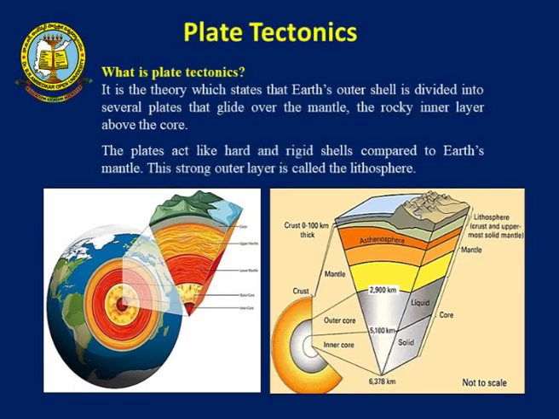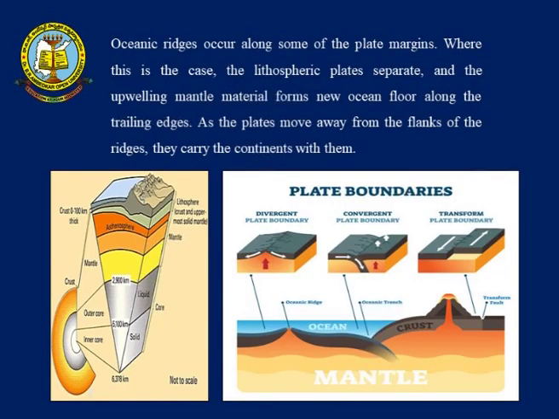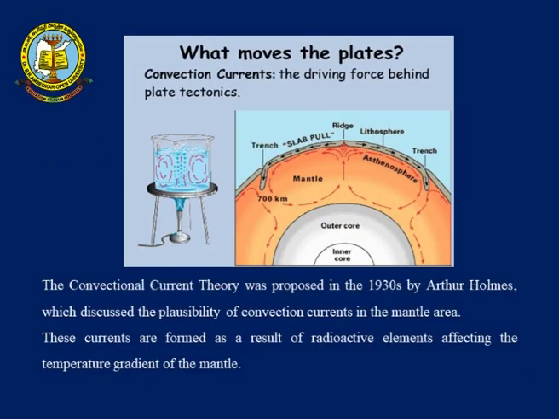What is plate tectonics? It's a theory which states that the Earth's outer shell is divided into several plates that glide over the mantle, the rocky inner layer above the core. The plate acts as a hard, rigid shell compared to Earth's mantle, and this is called the lithosphere. Oceanic ridges occur along some of the plate margins, where the lithospheric plates separate, and upwelling mantle material forms a new ocean floor. Now, what is this convection? Because of the core heat, they keep moving, thereby separating the land masses as divergence and convergence.